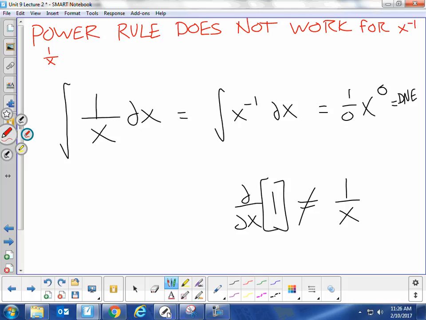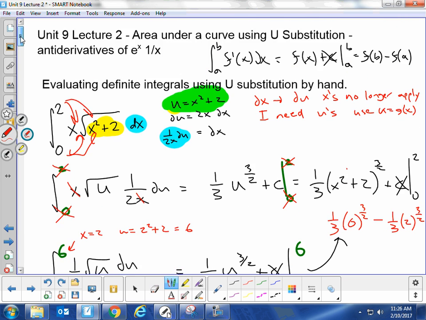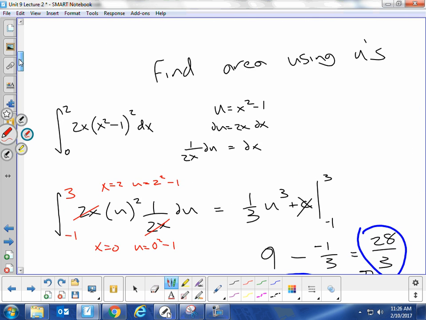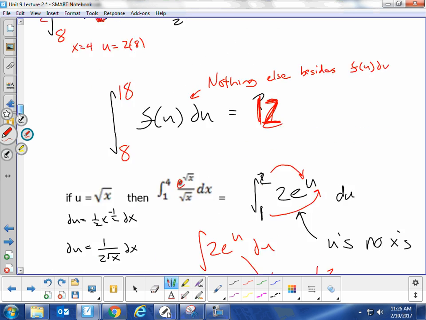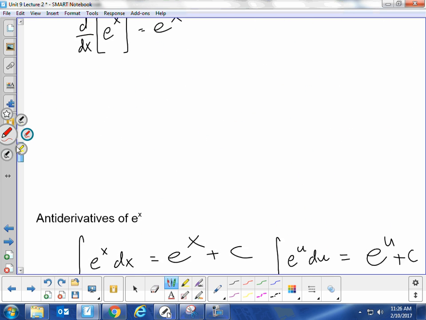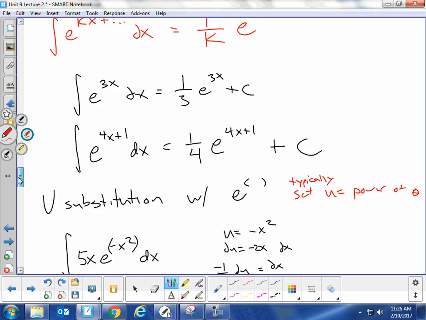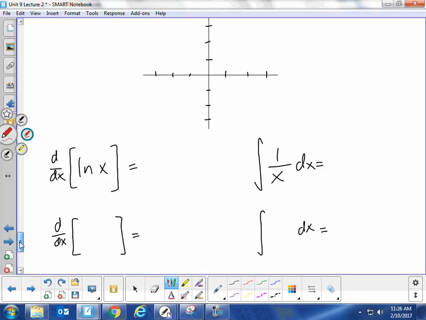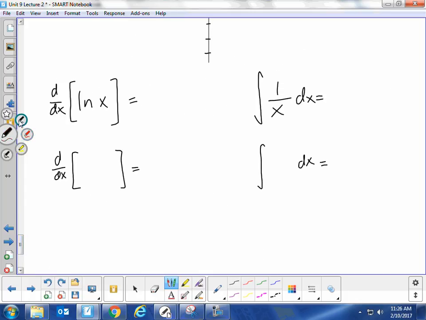Okay? We need to recall the function whose derivative is 1 over x. Now, was it Miss Dietza or Miss Ali? It was you, Miss Dietza. Miss Dietza, which function's derivative is 1 over x? Yes, log function. The derivative of the log function is 1 over x, which means the antiderivative of 1 over x is log x. This is super important.